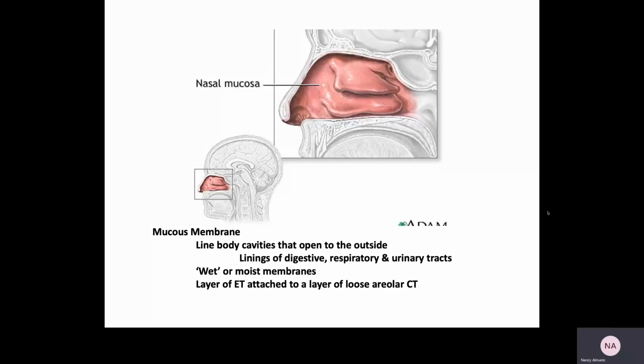Mucous membranes are going to line cavities that open to the outside. So what are they? The digestive system, the respiratory system, the urinary system, the reproductive system. These are wet or moist membranes because you are producing, what a surprise, mucus when you talk about mucous membranes. You have a layer of epithelial tissue which is going to be attached to a layer of loose areolar connective tissue.